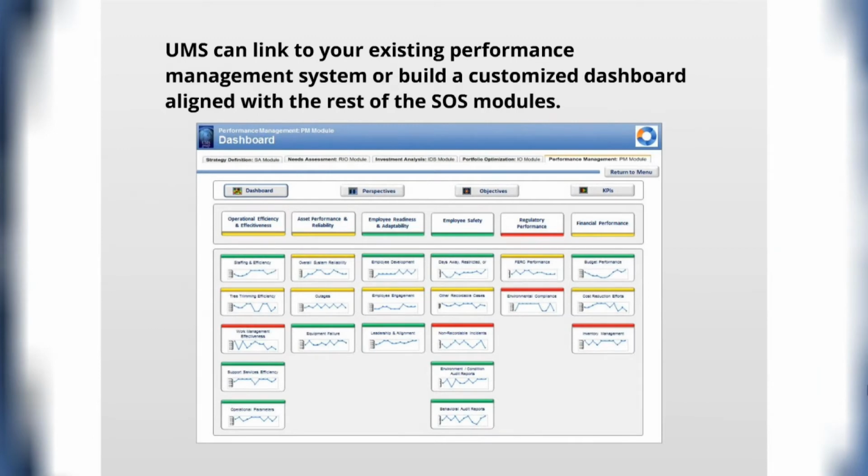The performance management piece is intended to measure the investment results and determine if adjustments are needed in the strategy or scoring parameters. As some companies already have a system for this in place, the SOS can be linked to this program, or a customized module can be implemented to link directly to the other SOS modules.